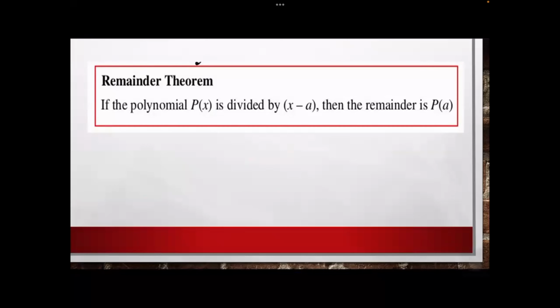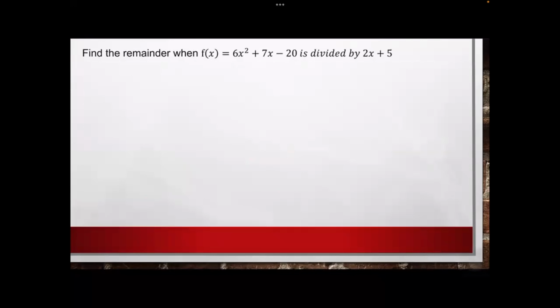That is the remainder. Now, example, we have here: find the remainder when the function f of x is equal to 6x squared plus 7x minus 20 is divided by 2x plus 5. And so, in this case, pwede tayong gumamit ng dalawa. You can choose either the long division or the synthetic division. So, let's use the synthetic division para mas mabilis.